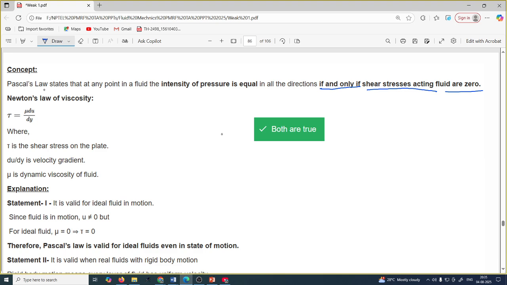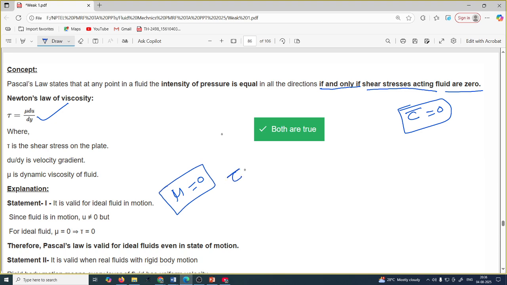Meaning the Pascal law states that at any point in a fluid, the intensity of pressure is equal in all directions if the shear stress is zero. The acting shear stress will be zero, meaning Newton's law of viscosity, you know already, and shear stress is zero means what? It is valid for ideal fluid motion. Ideal fluid motion means what? Mu is equal to 0, as I have earlier told you.